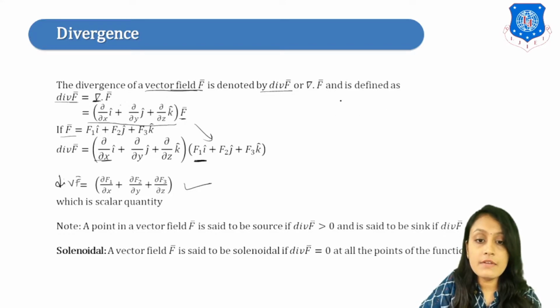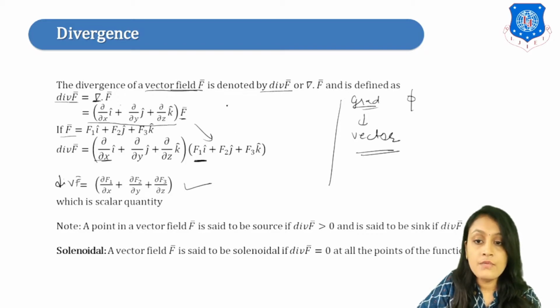Previously, when we were finding the gradient, we had phi as a scalar, and the answer of the gradient is a vector quantity. Now we have a vector f bar, and the answer of the divergence will be a scalar quantity.